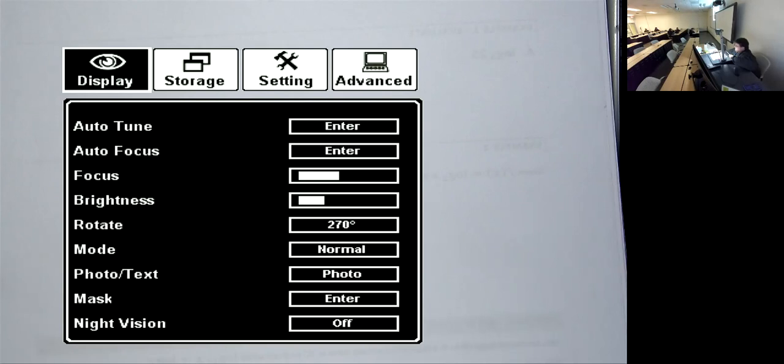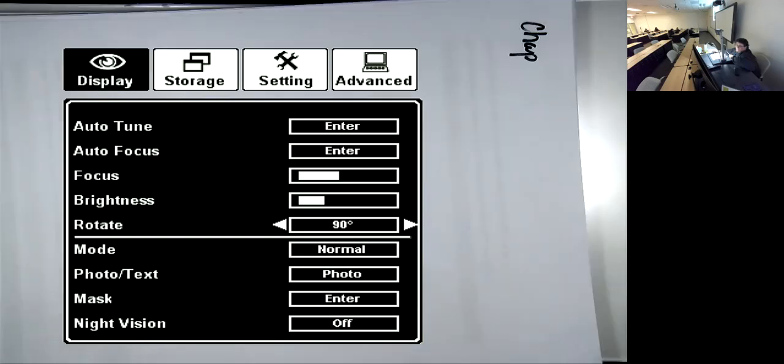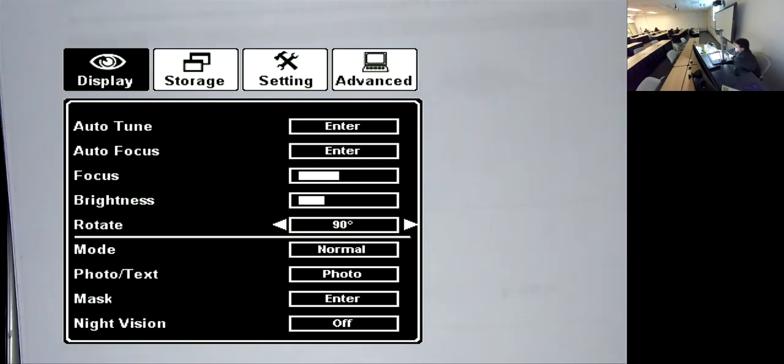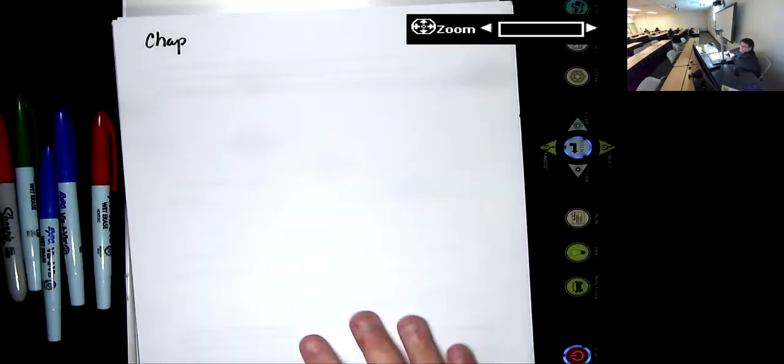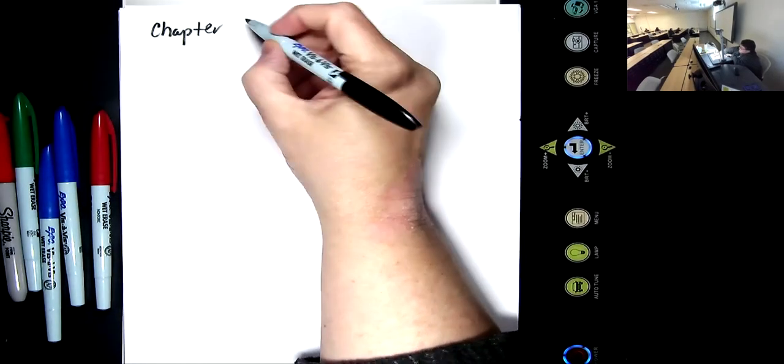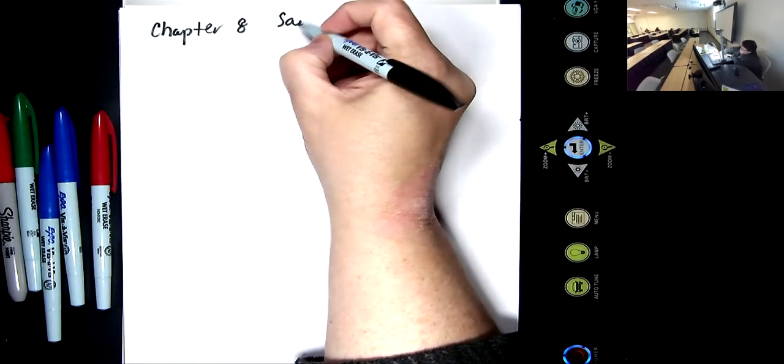Chapter 8 is on sampling distributions. Ooh, this is upside down, and zoomed in way too close. There we go. This is on sampling distributions.